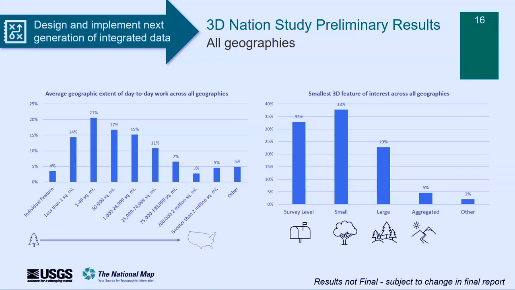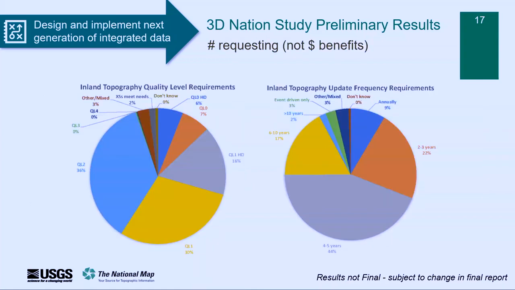And so you can see on the left-hand side there that the 3DEP domain is really focused at more of the regional level than the comprehensive level. But the focus on the types of things you can see has really transitioned from these small features like individual trees to more survey level features such as mailboxes and so on.